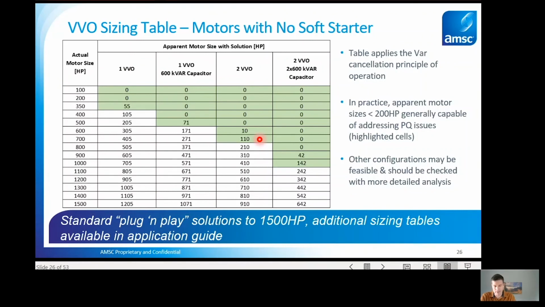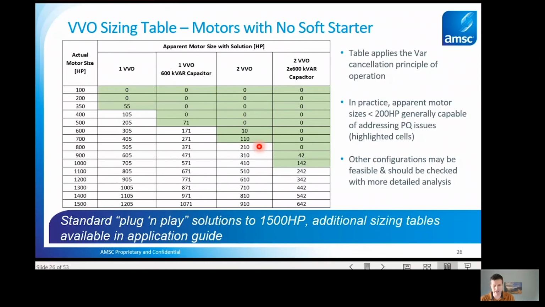Our general size guideline is if that apparent motor size is less than 200 horsepower, that's going to give us high confidence that the problem is going to be solved. Just a quick note here, if you have an application that's right on the edge, so let's say this example here of an 800 horsepower motor, and that's a white cell, not a green cell. Does that mean that I can't solve it? It does not mean that.